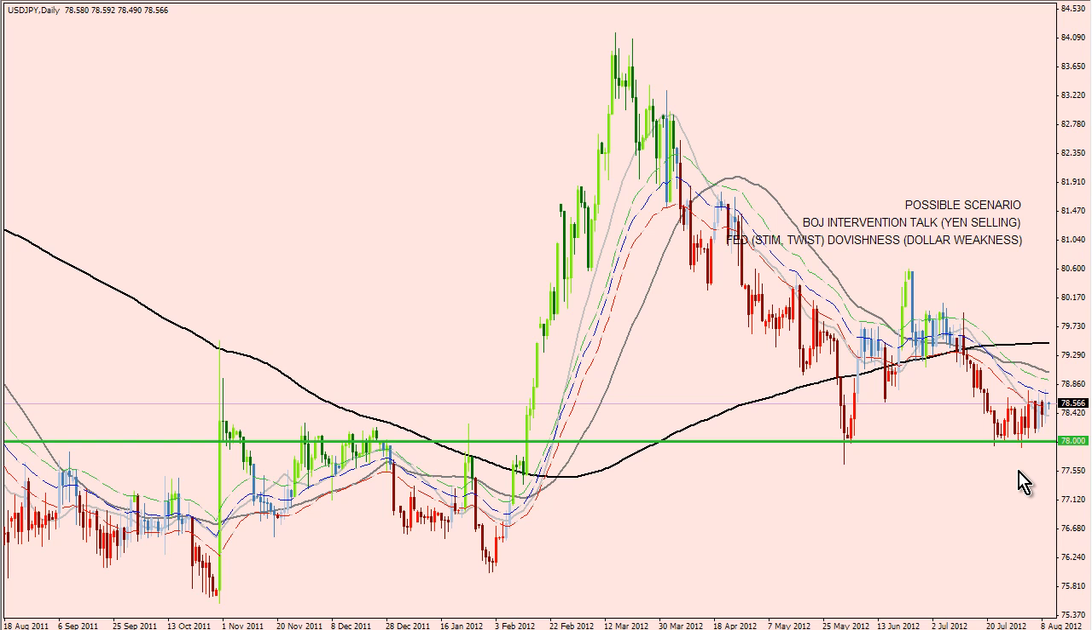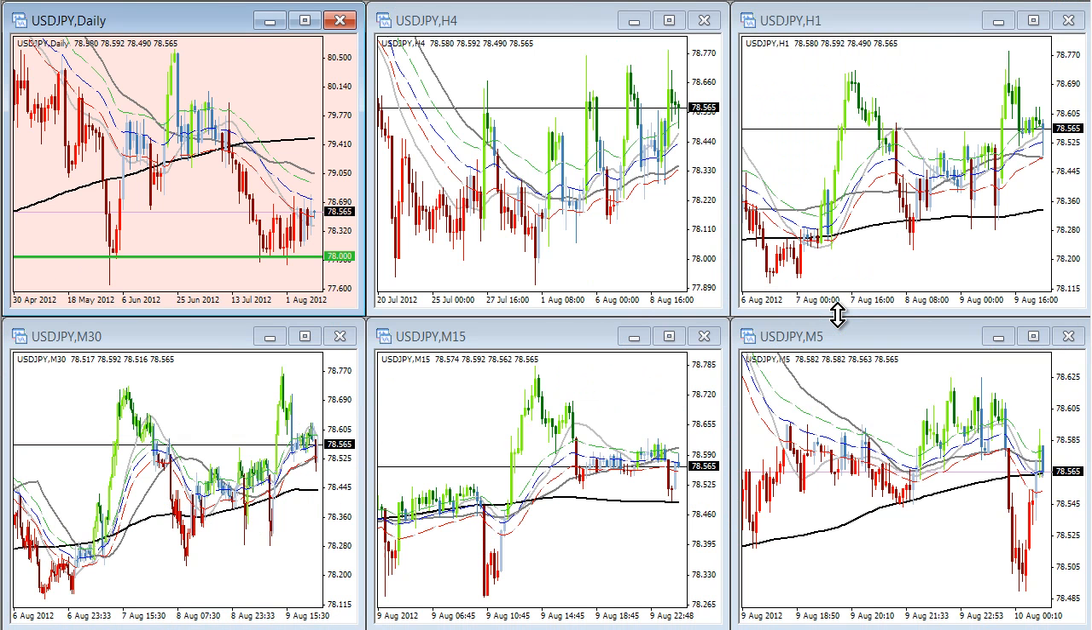Not necessarily something that is a bad idea, but you are talking about a pair that the closer it gets to 78, the more fearful people get. Okay? The more fearful people get. So ultimately, I will not put it on my list.